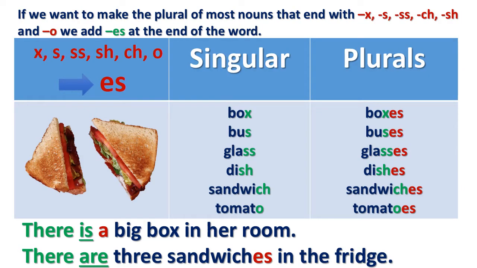If we want to make the plural of most nouns that end with x, s, double s, ch, sh, and o, we add es at the end of the word. Box, boxes. Bus, buses. Glass, glasses. Dish, dishes. Sandwich, sandwiches. Tomato, tomatoes. There is a big box in her room. There are 3 sandwiches in the fridge.